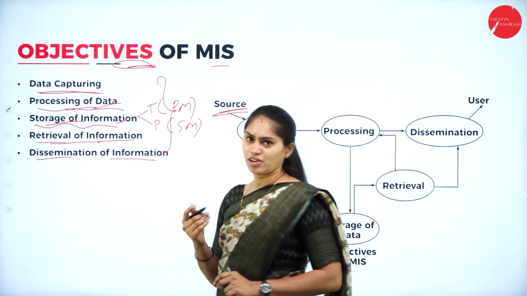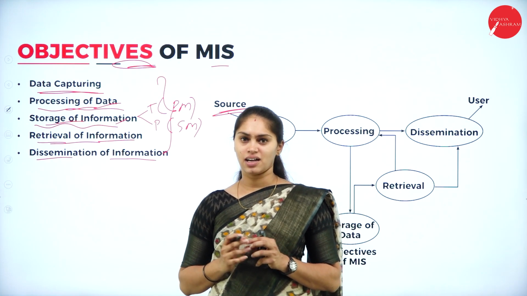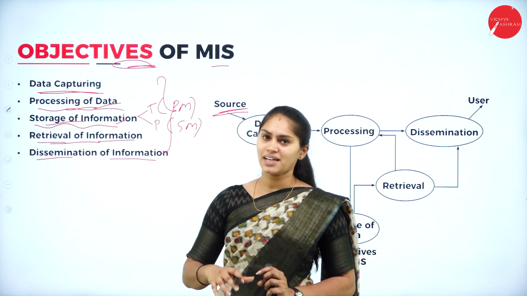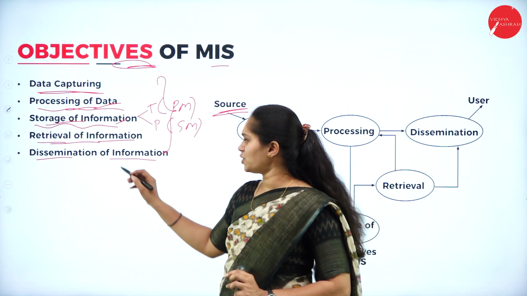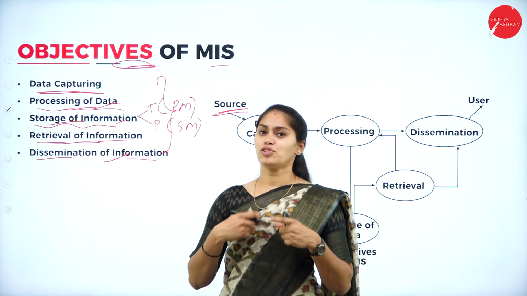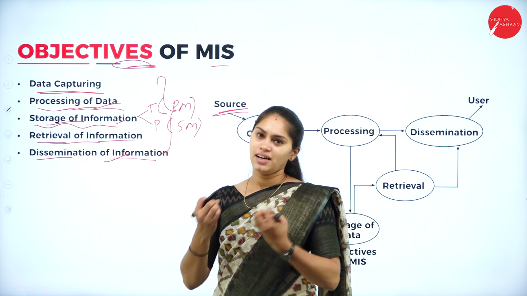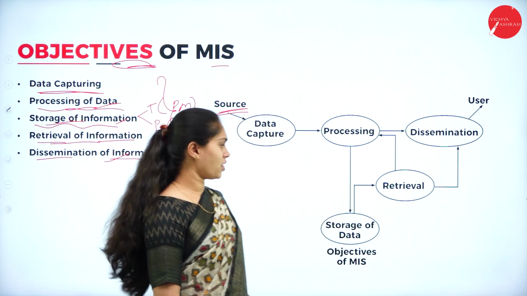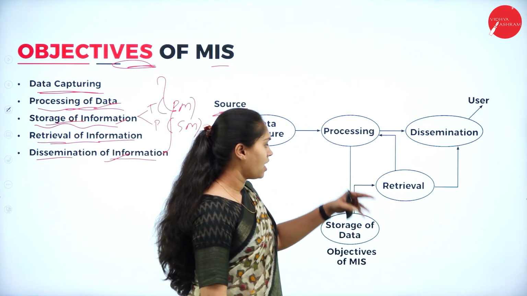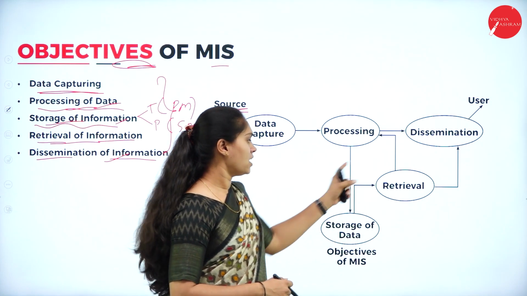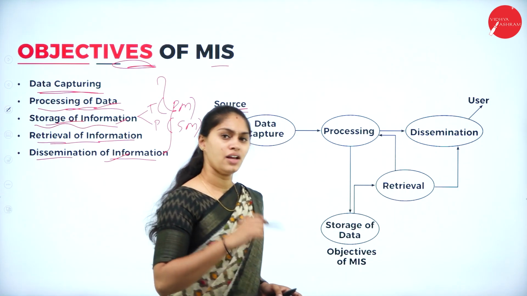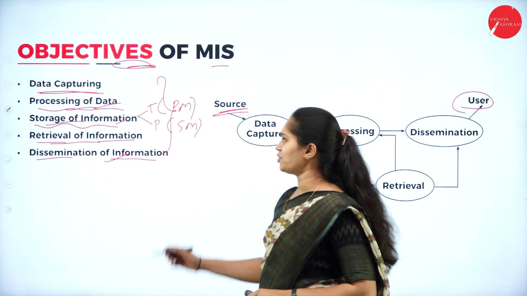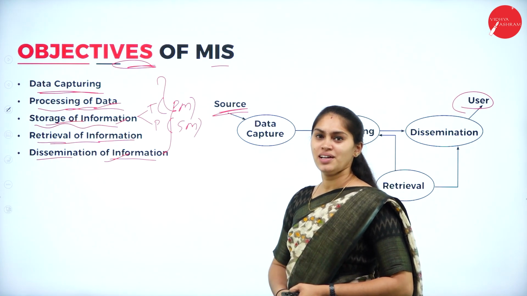Next, dissemination of information. Who needs to access this data? Where is it supposed to go? How must the data be used, and by whom? That is dissemination. We have to collect the data, process the data, store it somewhere, retrieve it back, and it has to reach the user when their requirement arises. So data capture, processing, storage, retrieval, and then it has to reach the user on time. This is related to the objectives of MIS, and this is also an important question.